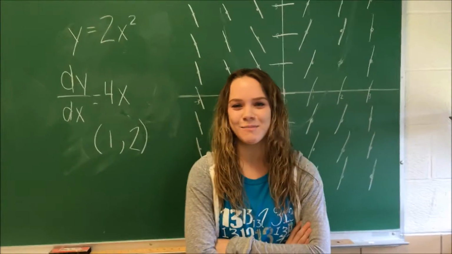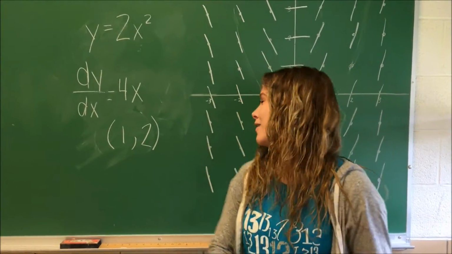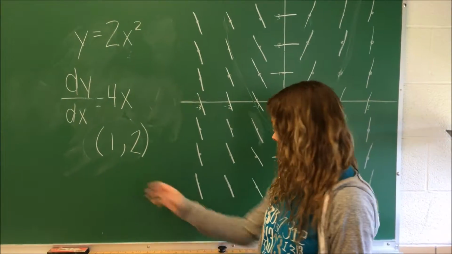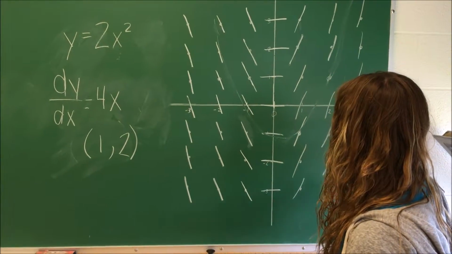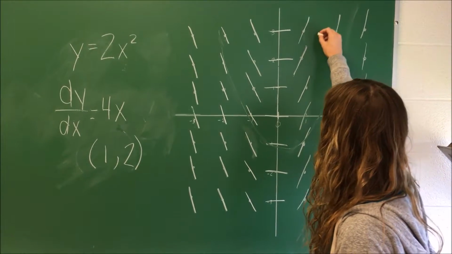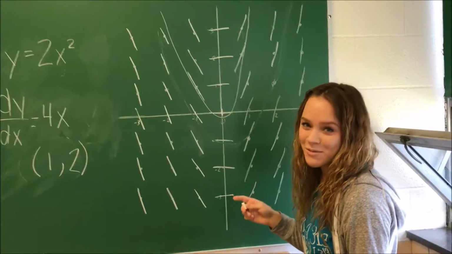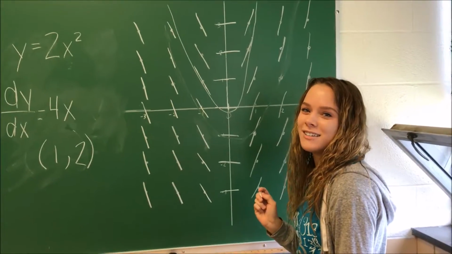Slope fields can be used to approximate a function given a point on the function. For example, we know that at x equals 1, y equals 2. So if we go to 1, 2, we can do this. Remember that this is just an approximation.